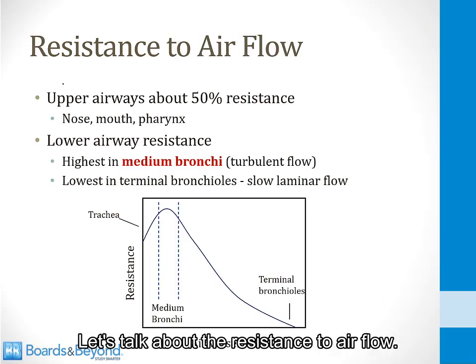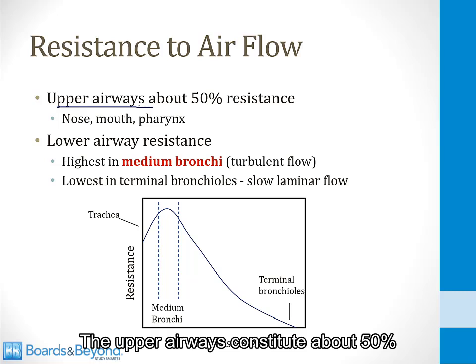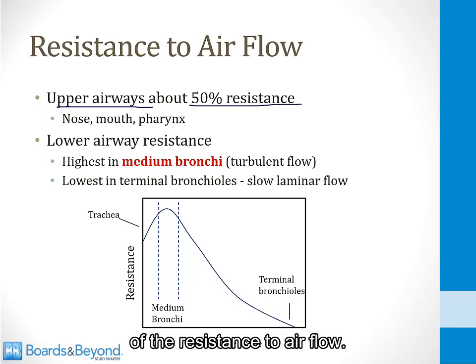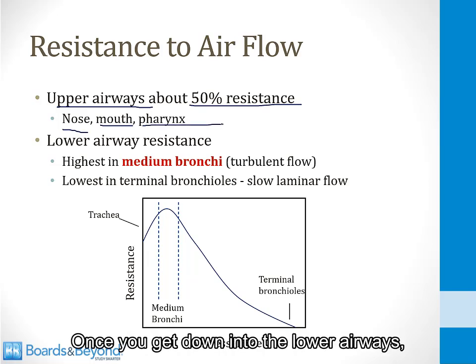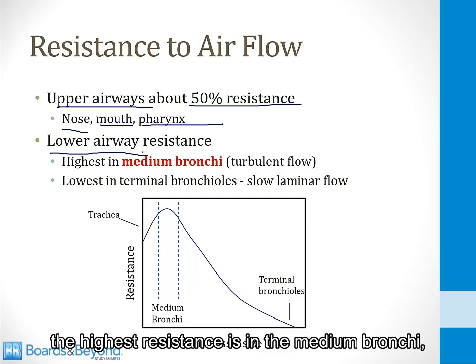Let's talk about the resistance to airflow. The upper airways constitute about 50% of the resistance to airflow. This includes structures like the nose, the mouth, and the pharynx. Once you get down into the lower airways, the highest resistance is in the medium bronchi, and let's talk about why that's the case.